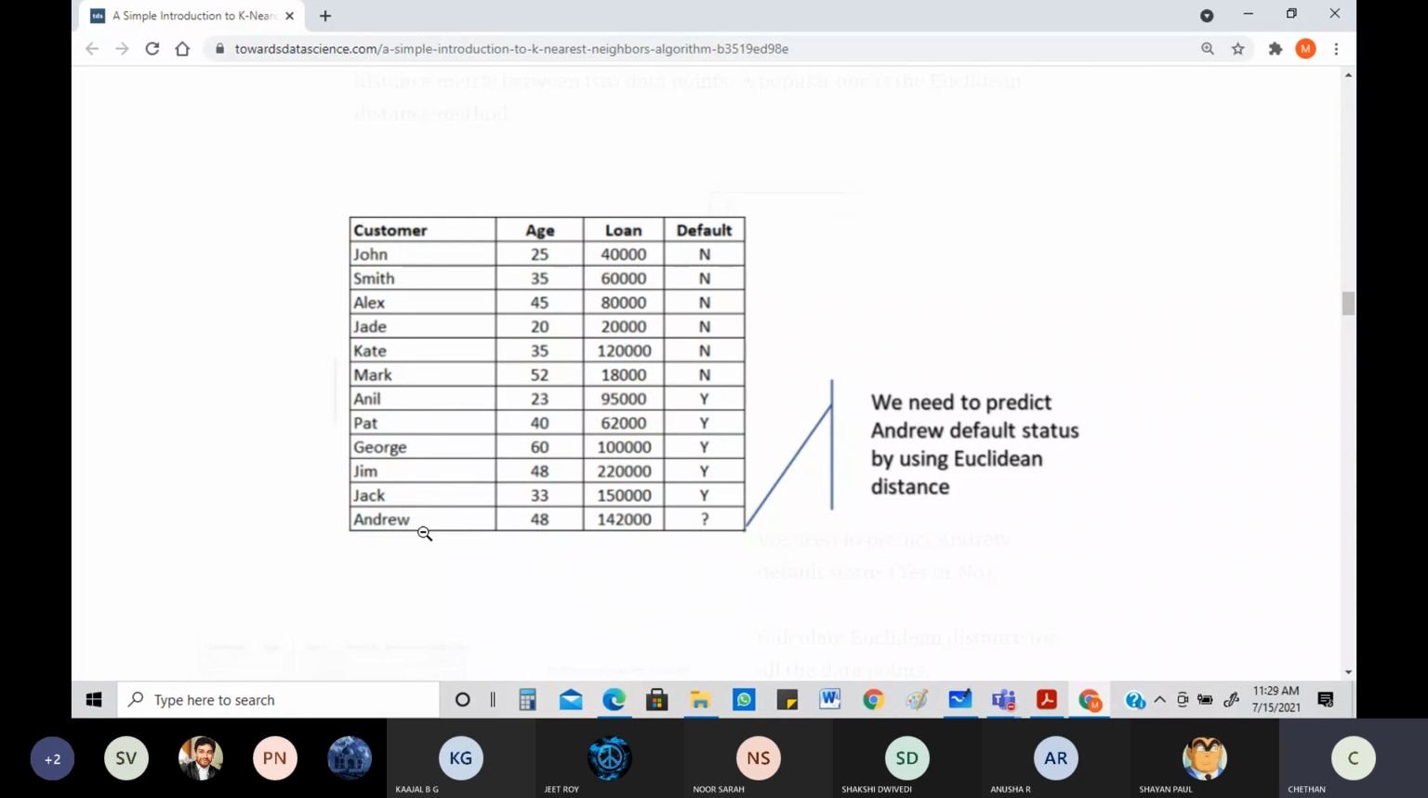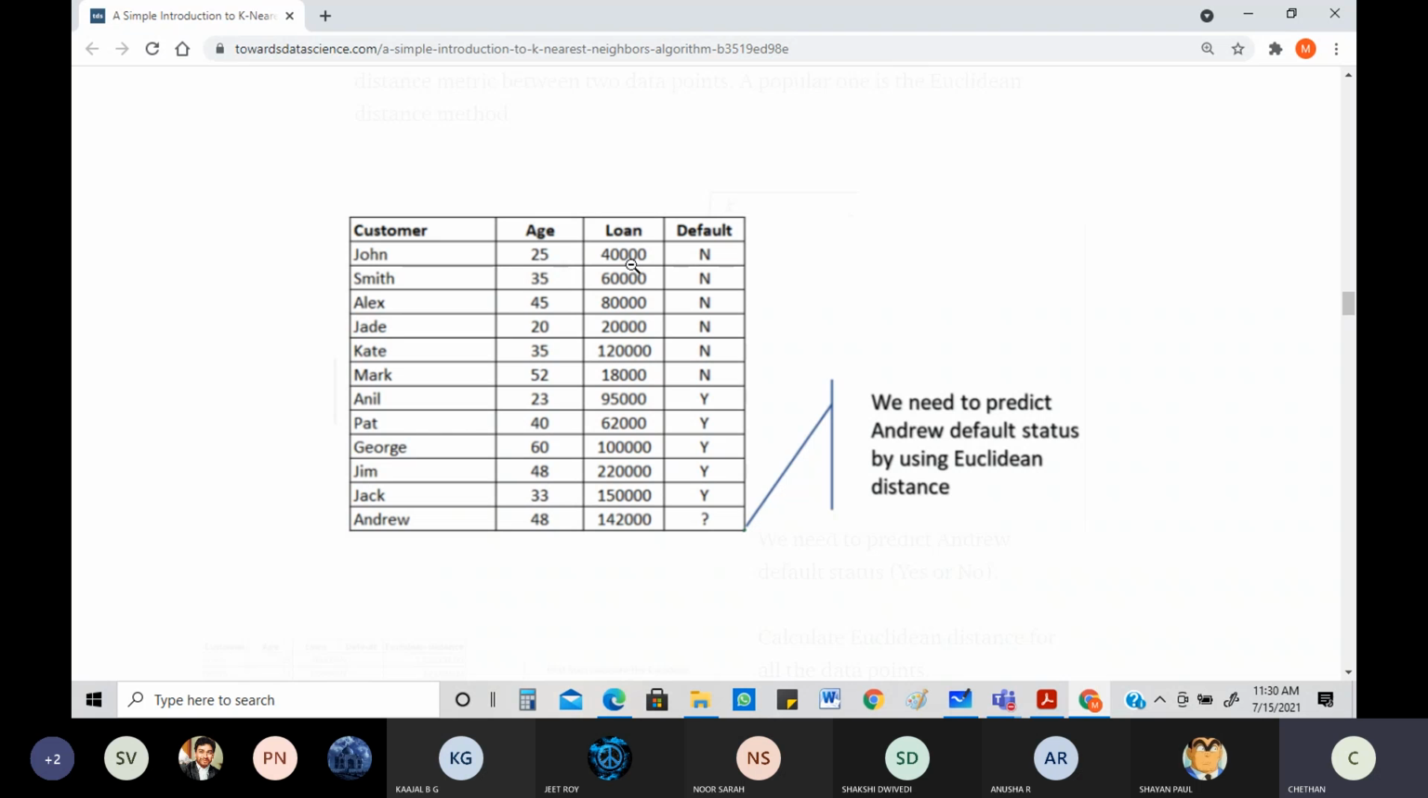I have customer names, I have age, I have loan, and the next thing is default. The default data is already given. This is test data. The last one is not given. Check, the last one is not at all given. We need to figure that out. We need to figure out whether this guy, Andrew, whose age is 48, will be a defaulter, having a default loan, or whether he'll be paying back. We need to predict Andrew's default status by using the Euclidean distance.